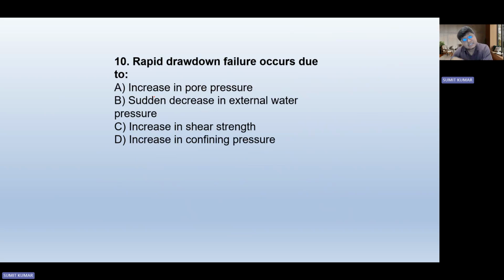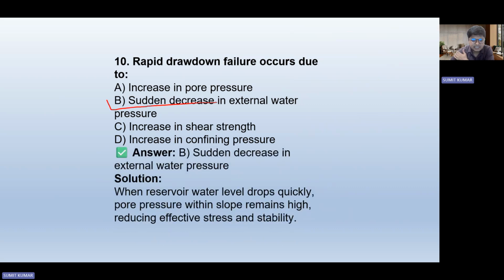Now next, rapid drawdown failure occurs due to: increase in pore pressure, sudden decrease in external water pressure, increase in the shear strength, or increase in the confining pressure. So it is the sudden decrease in the external water pressure. Option B is the correct answer. When the reservoir water level drops, there is a sudden change in the water pressure, and that's why this type of failure takes place. Okay, so option B is the correct answer.